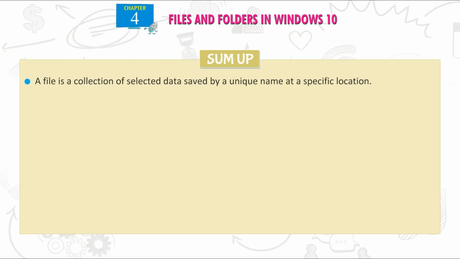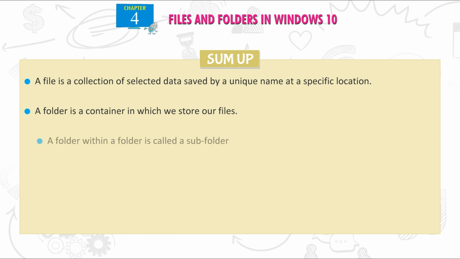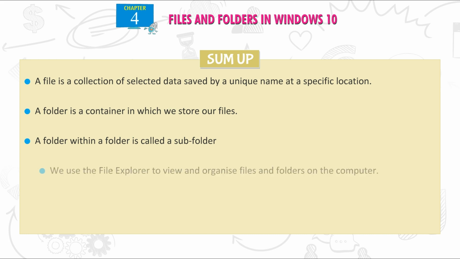Sum up. A file is a collection of related data saved by a unique name at a specific location. A folder is a container in which we store our files. A folder within a folder is called a subfolder. We use File Explorer to view and organize files and folders on the computer.